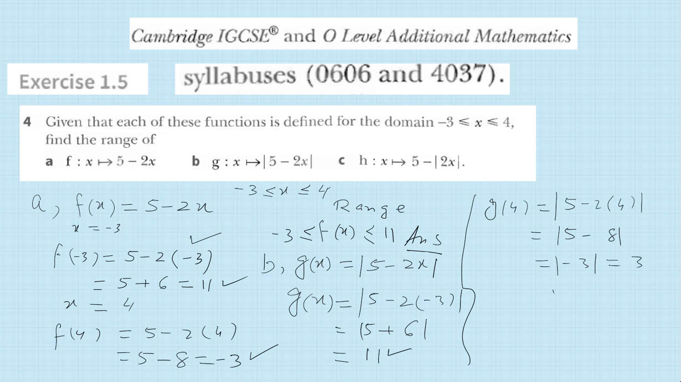So please keep in mind, please see carefully, if I say the range of g(x) is from 3 to 11, this is wrong. You will get 0 in the exam if you do this, because the highest value of the absolute value function is 11. This is correct, but the lowest value is not 3. Lowest value is not 3.